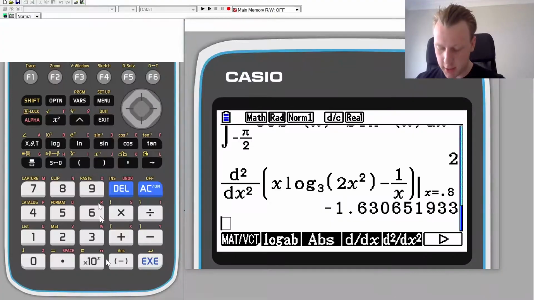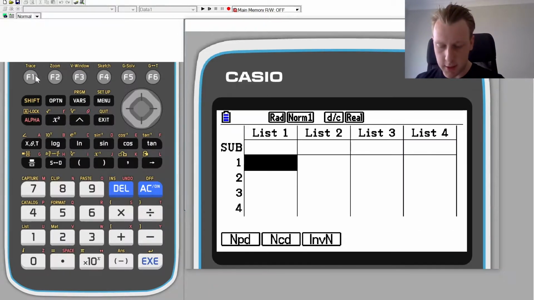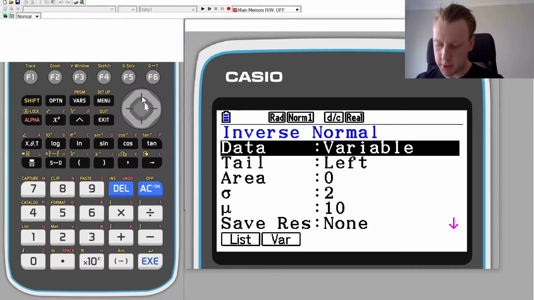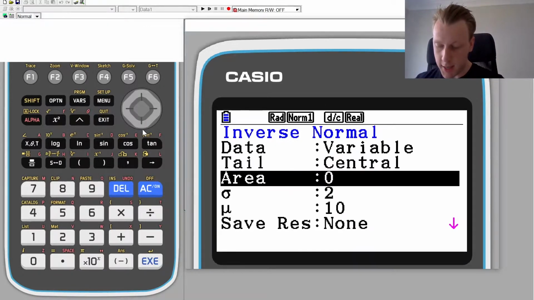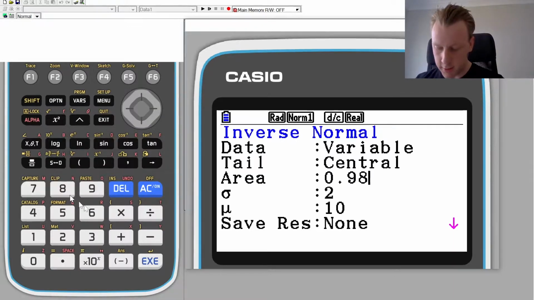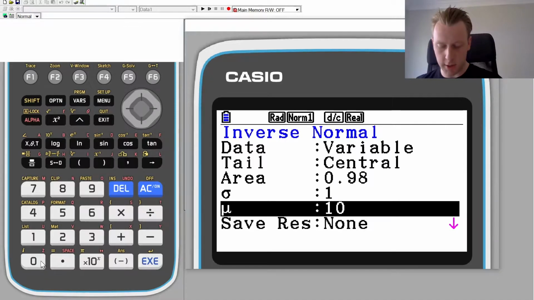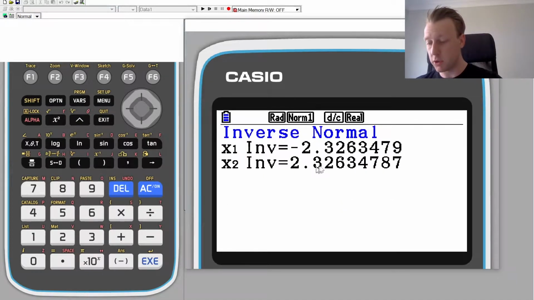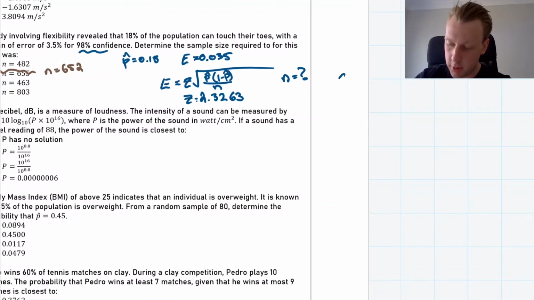The way that I'm going to do that, again, I go to my calculator, go into the statistics menu, and normalize this data, looking for a Z score as inverse Z. Here I've got a central area, and the area is 0.98 for 98% confidence under this bell curve. Again, I normalize it, so the standard deviation is 1 and the mean is 0, and that gives me my Z score: 2.3263. So now what I'm going to do is set the error equal to 0.035.